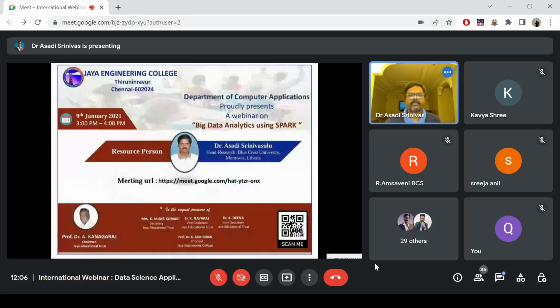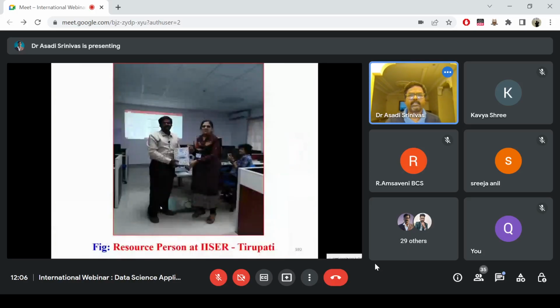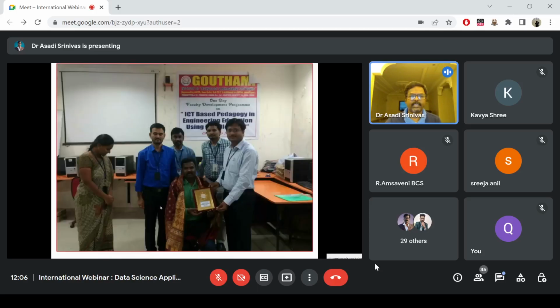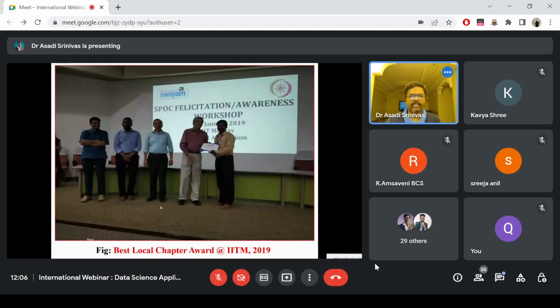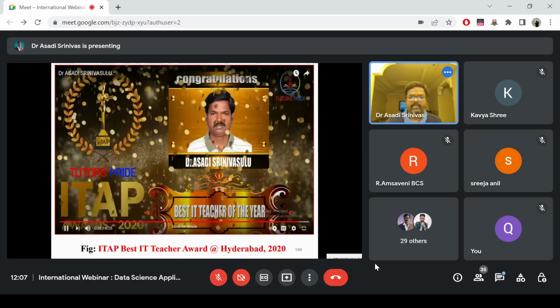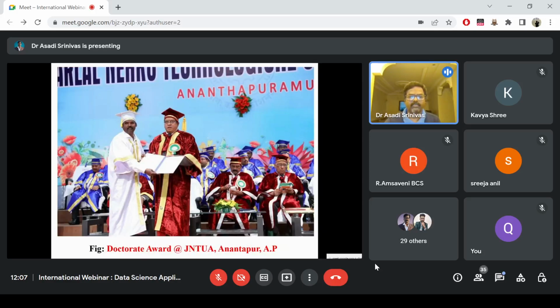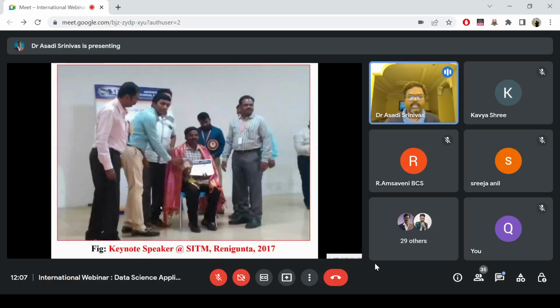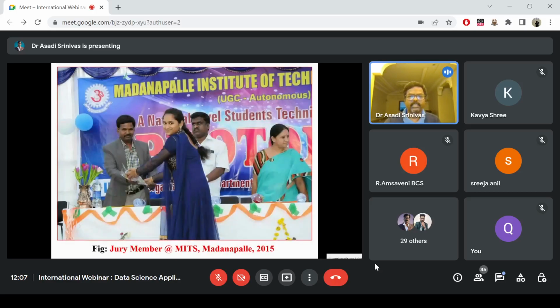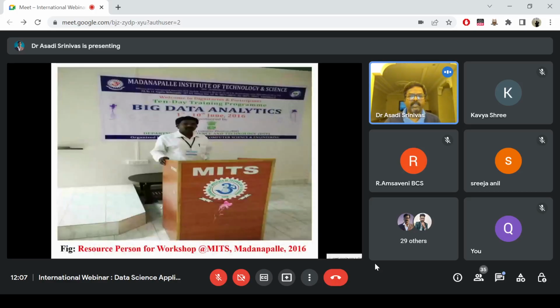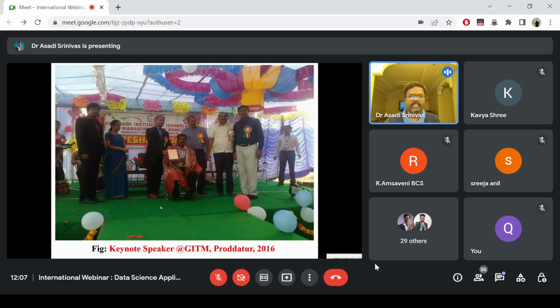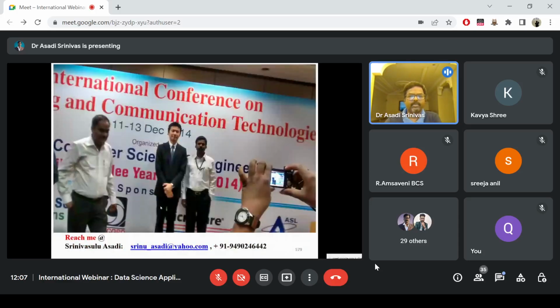Various countries, Oman, Saudi Arabia. This is at ISER Tirupati. This is the Best Local Chapter Award at IIT Madras. This is the Best ITAP Award at Hyderabad. This is the Bharat Vidya Ratan Award at Delhi. This is a doctorate award from JNTU Anantapur. Keynote speaker at Seetham. This is jury member, one of the lectures. This is keynote speaker, Singapore, Thailand.